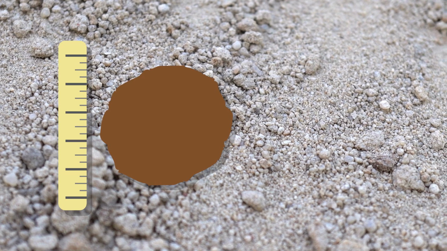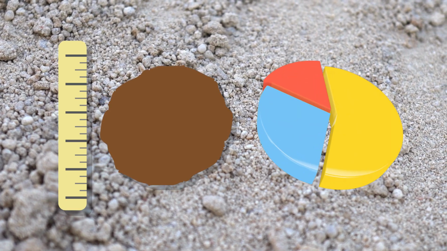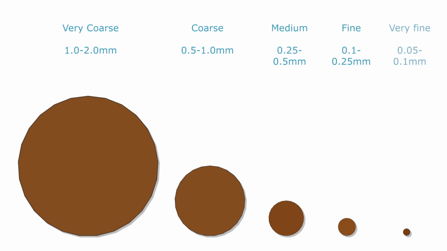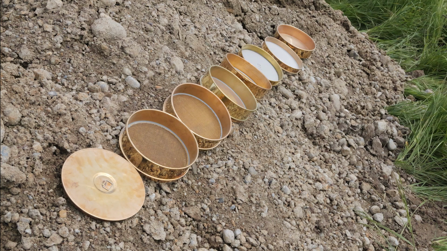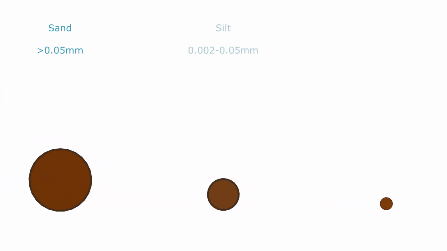The texture of a soil indicates the amount of clay, silt, and sand that make up the soil. According to USDA soil standards, there are 5 different grades of sand, with particles ranging from 0.05 millimeters to 2 millimeters in diameter. They are classed as very coarse, the largest, coarse, medium, fine, and very fine, which is the smallest. If you have a sandy soil texture, you will need to use sieves to determine the grade of the sand. We will discuss how to use sieves later in this video. Silt particles are between 0.002 and 0.05 millimeters, and any particles smaller than 0.002 millimeters are considered clay.